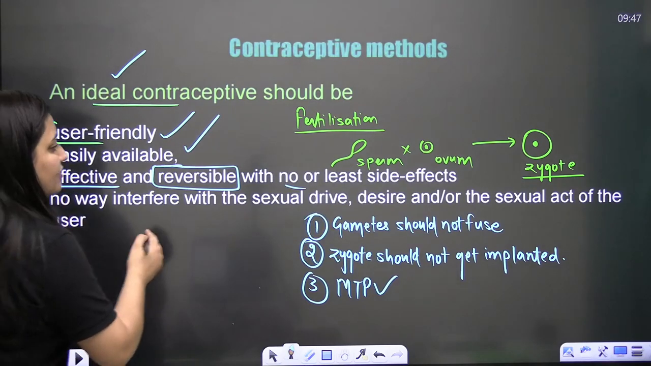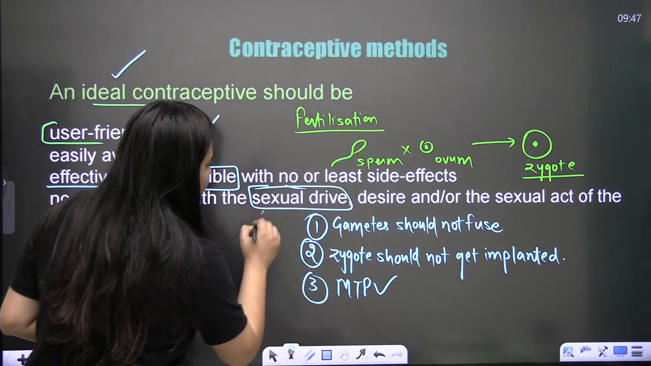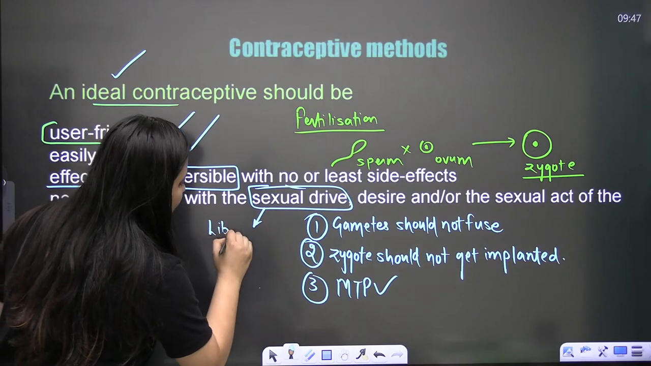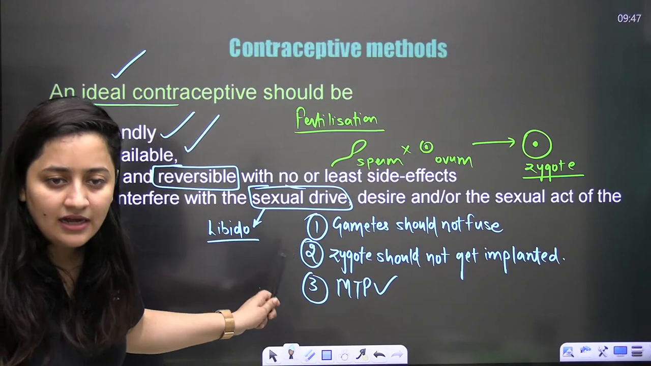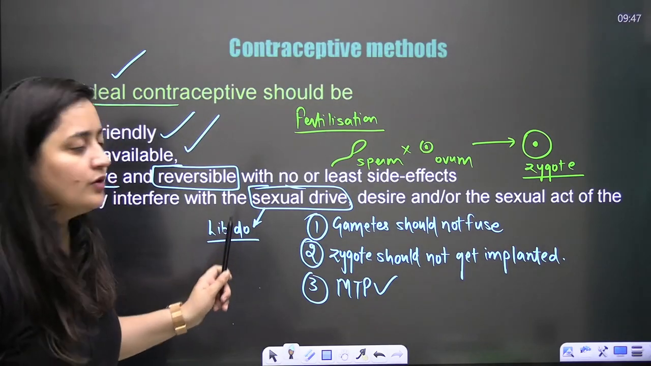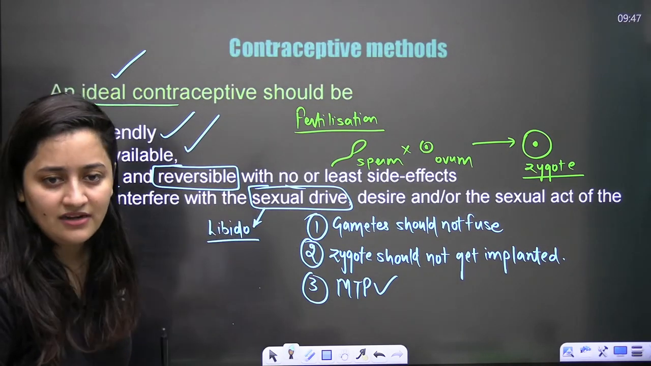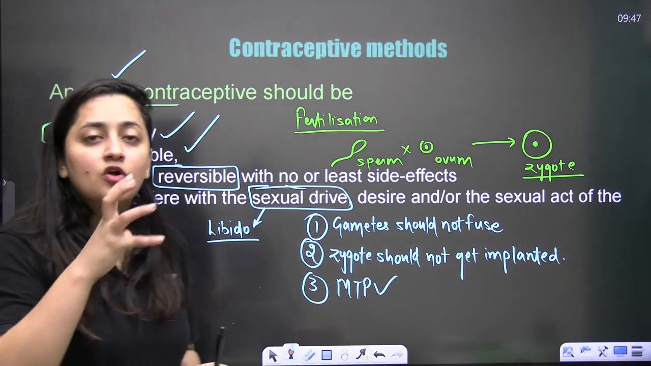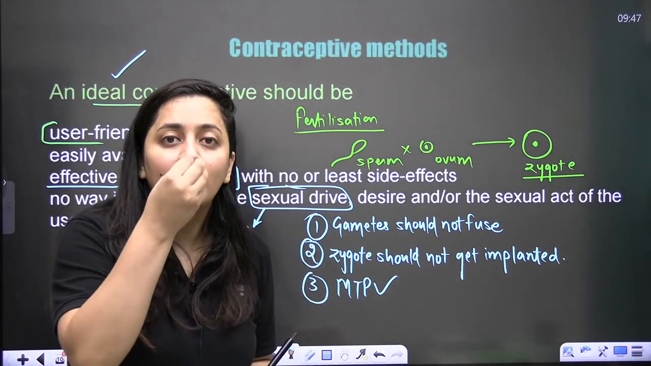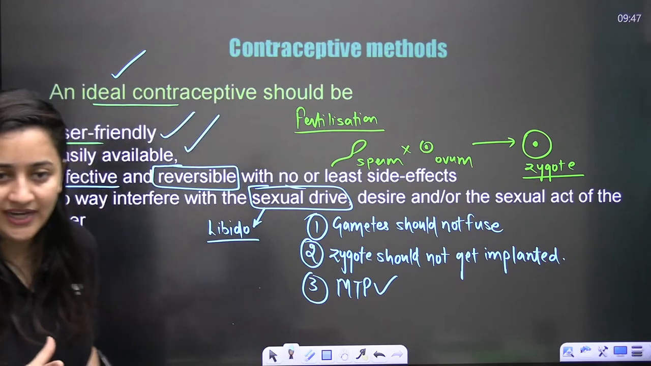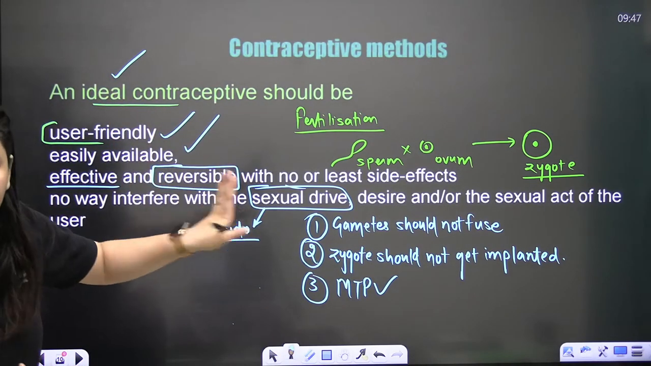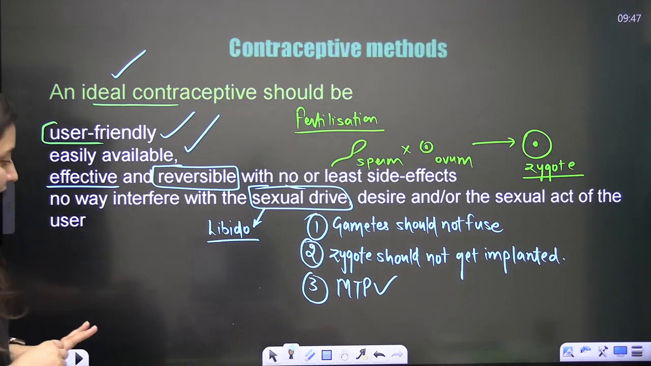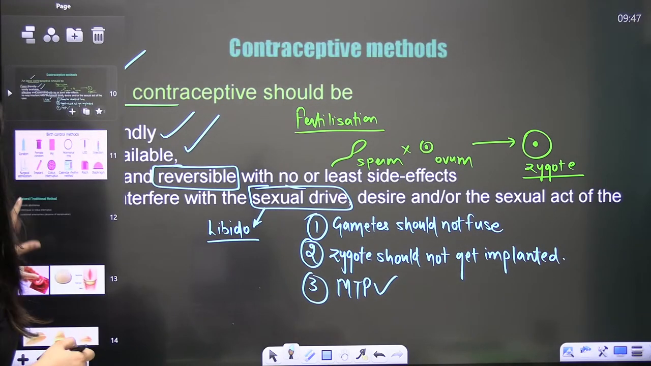It should not interfere with the sexual drive. For sexual drive, we also use the word libido. So it should not interfere with that libido. It should not cause side effects, and it should not harm the reproductive organs. Are you getting it? So this is the meaning of an ideal contraceptive method. Clear?